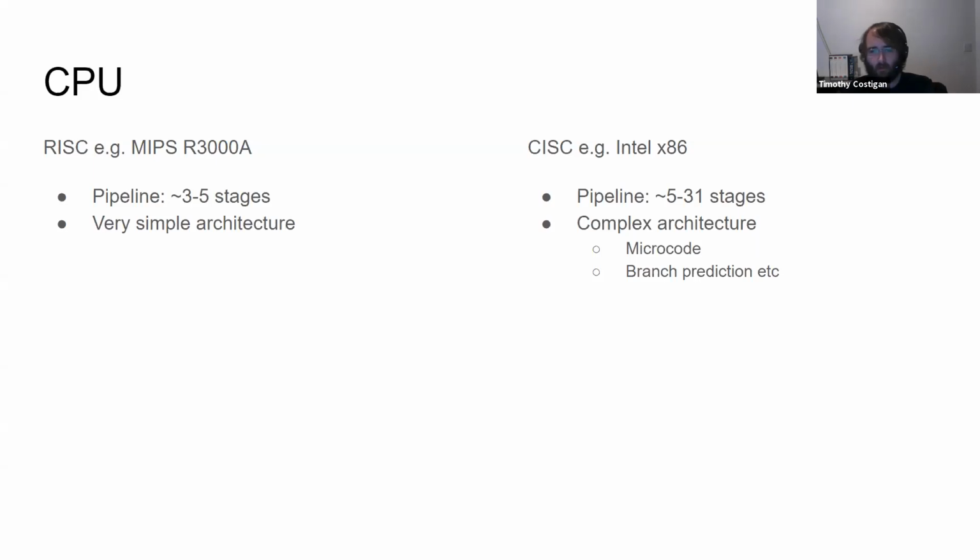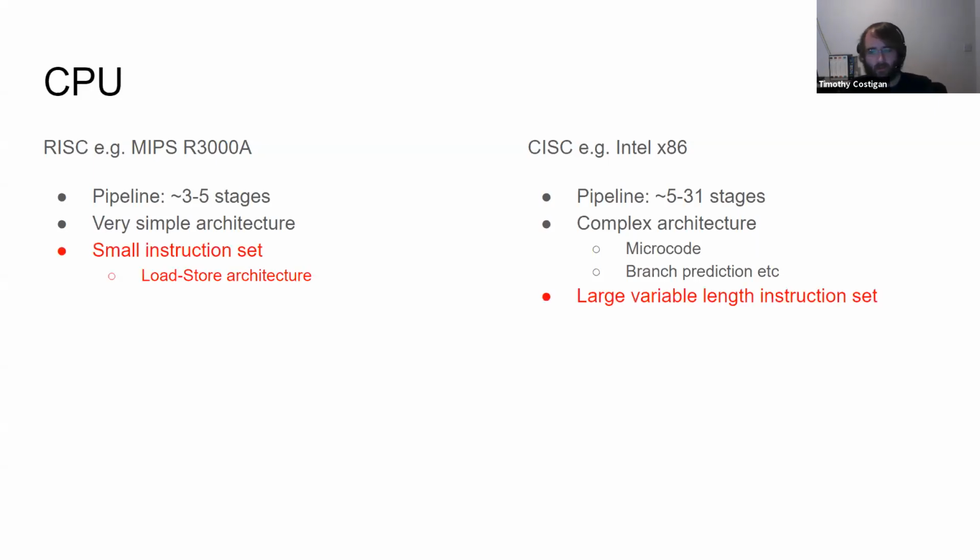Around the Pentium 4 era, with NetBurst architecture, it got up to 31 steps in the pipeline, which they dropped because it generally just meant there were lots of pipeline stalls. And there's also more complex things like microcode and branch prediction. But if you're just doing high-level emulation, the more important thing is the size of the instruction set itself.